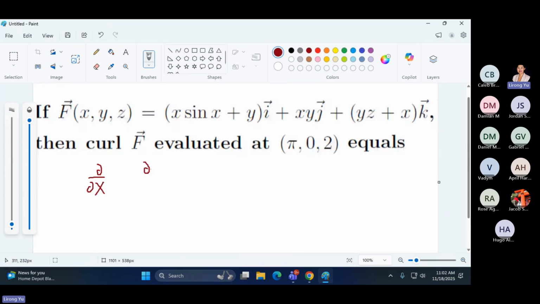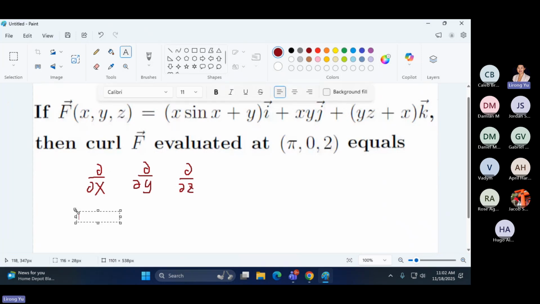The partial differentiation with respect to x, y, and z. Then we're going to have our vector field. The first component is x times sine of x plus y, the second component is x times y, and the last component is yz plus x.